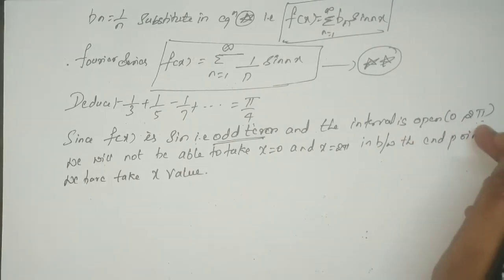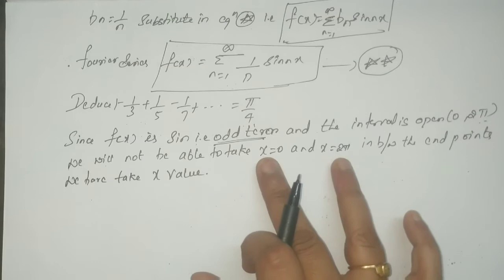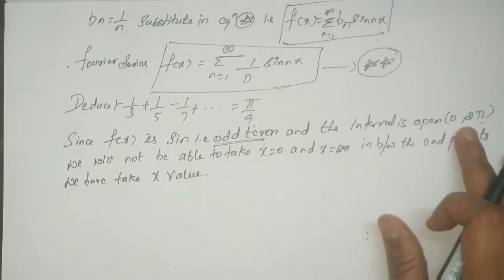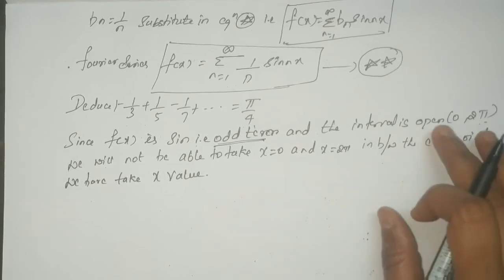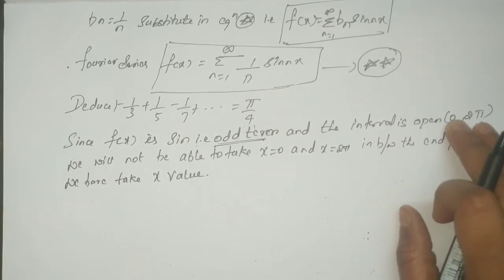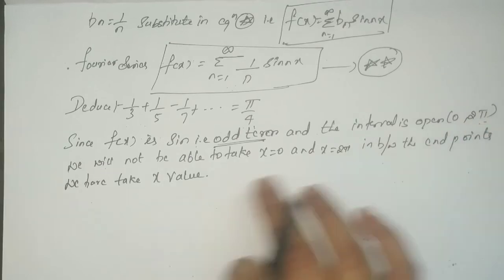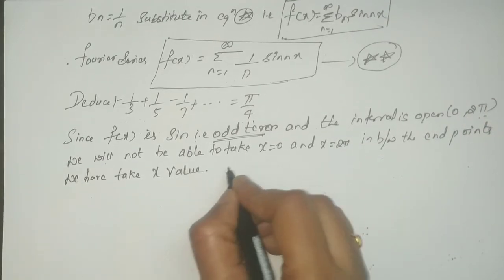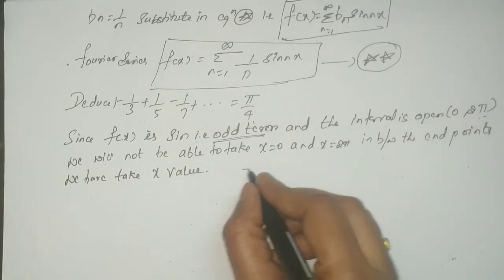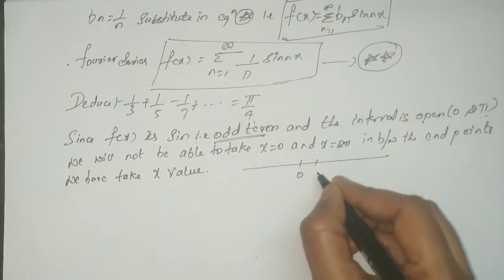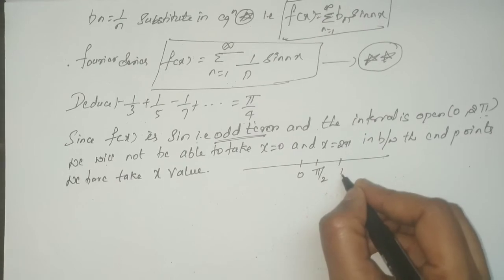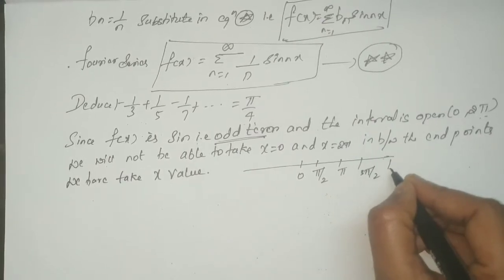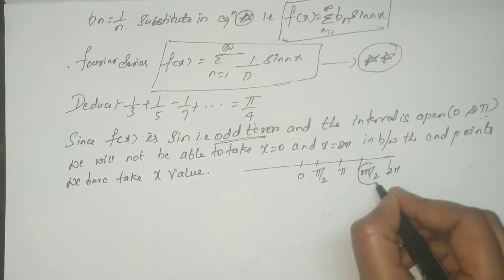And your interval is an open interval. If it is an open interval, you cannot use the end values, because the end values will not be considered when it is an open interval. So you have to choose the x value between 0 and 2 pi. On a number line, I can take 0, pi by 2, pi, 3 pi by 2, 2 pi, right?